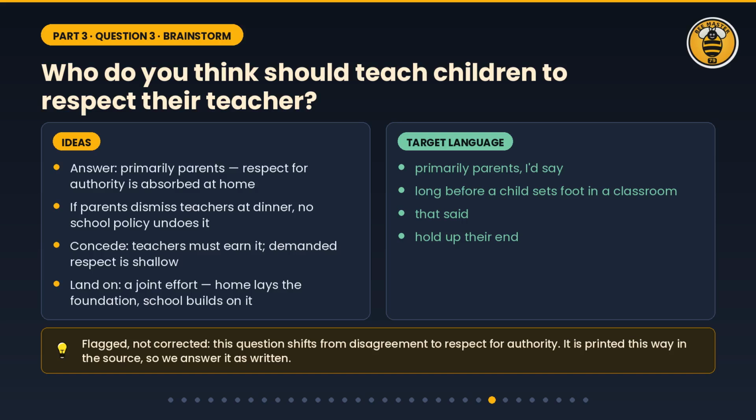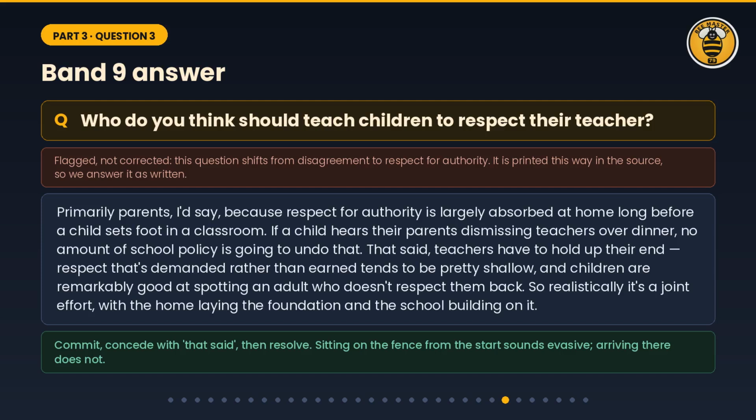Question 3, and here we have to flag something. The question asks who should teach children to respect their teacher, which quietly shifts the topic from disagreement to authority. It is printed that way in the source, so we answer it as written rather than correcting it. Commit, then concede, then resolve. Notice she does not sit on the fence at the start.